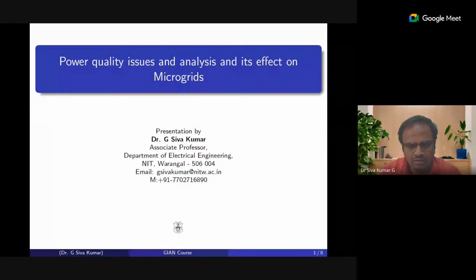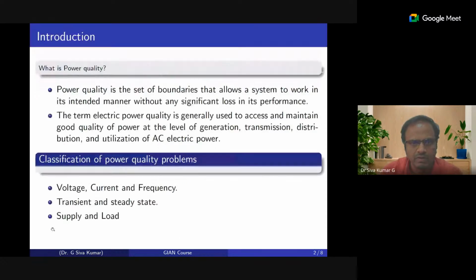I will try to introduce some power quality definitions and issues, and the different kinds of devices which are used to improve the power quality in microgrids. When you look at the definition, power quality is a set of boundaries that allows a system to work in its intended manner without any significant loss in its performance.